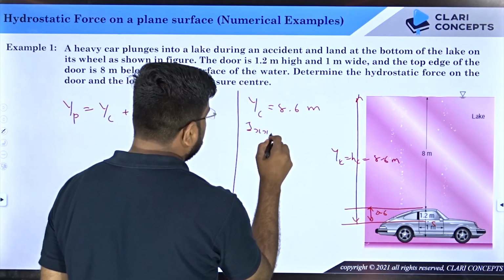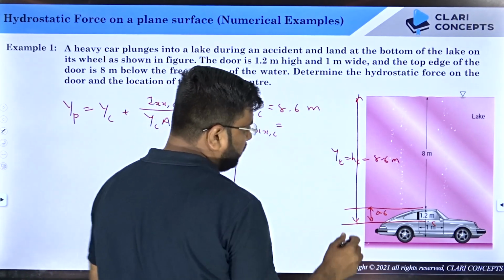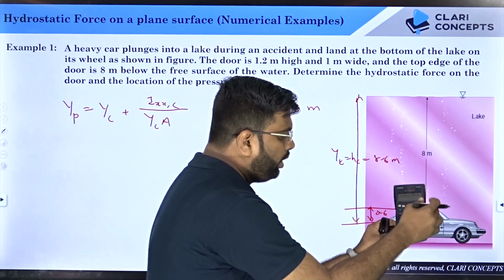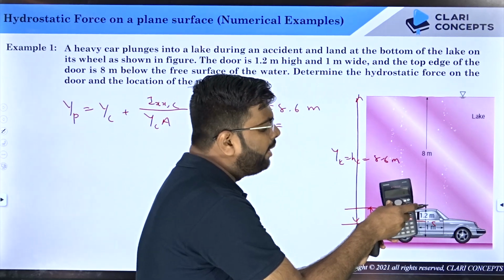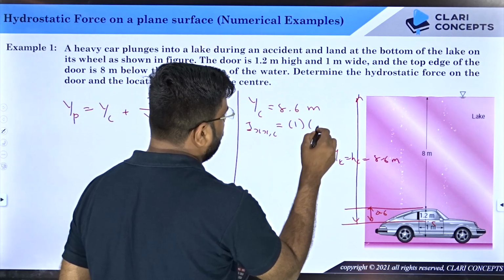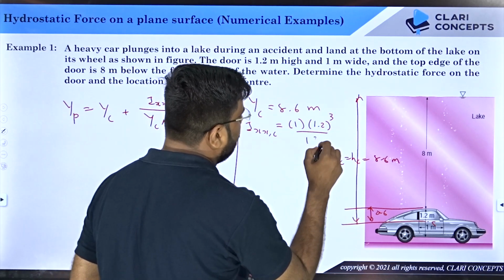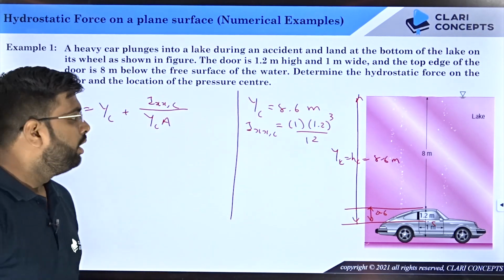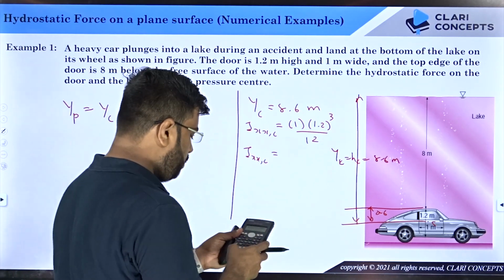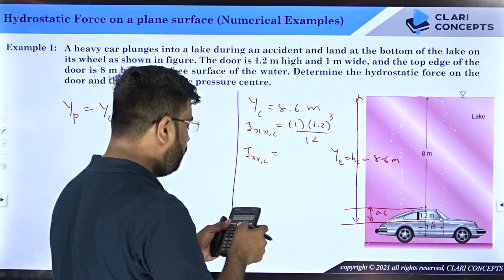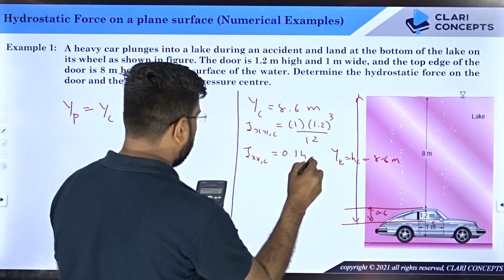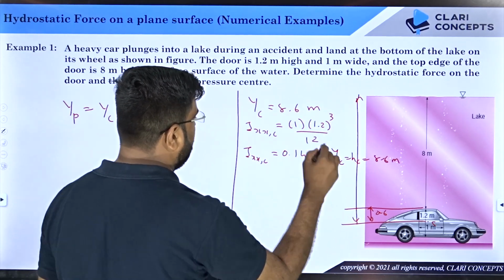So Ixx from C will be equal to, I hope you are aware that this is 1.2 meter of length, this is 1 meter of length, right? If you want I from this axis, you take the perpendicular length, this length, so you have to take the cube of this length. So 1 into 1.2 cube divided by 12. BD cube by 12 is the area moment of inertia for the rectangular section, right? So this Ixx from C will be 1.2 cube divided by 12, which is 0.144, meter raised to 4 is the unit.